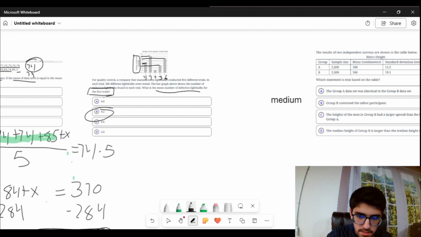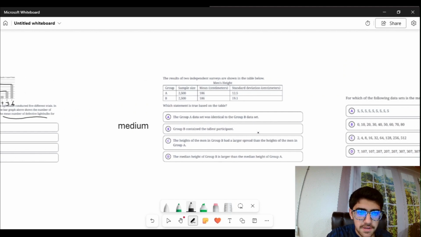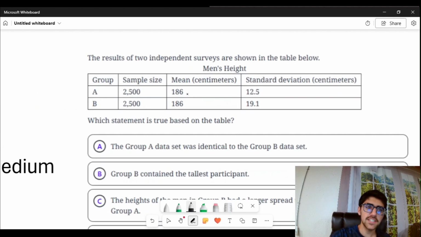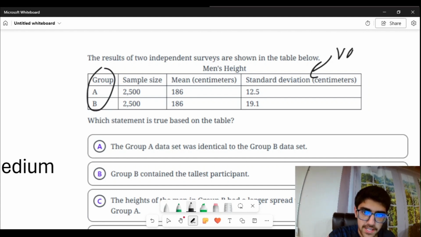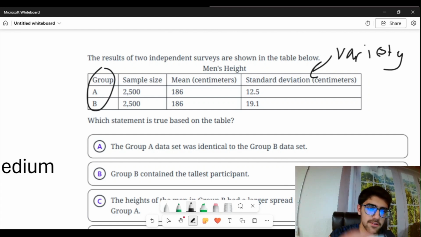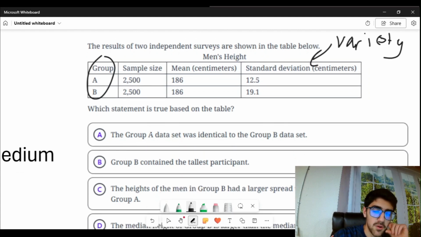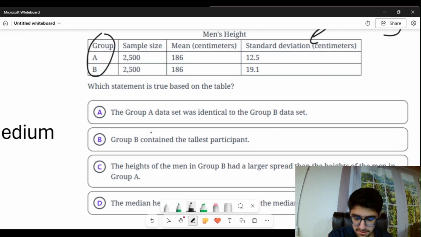Okay, so moving on to the medium questions. Again, just make sure you guys are trying the questions before watching my explanation. This one, there's another table. It tells us that the results of 2 independent surveys are shown in the table below. We have 2 groups. It gives us sample size, mean, and standard deviation. Again, standard deviation is the variety of the data set, the variety of the values. It asks us which statement is true about the table. So we're just going to read each one and say it's wrong or right.